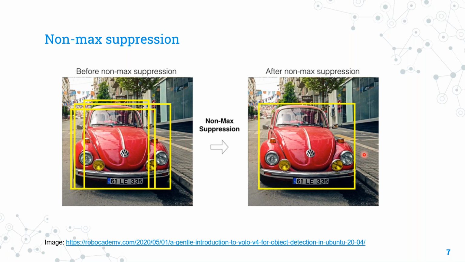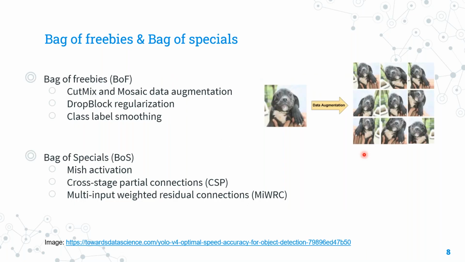YOLO comes with the bag of freebies and bag of special things. So YOLO is a combination of different software modules, and these two modules we are going to discuss in brief. These are the categories of methods that are used to improve the object detector accuracy. They analyze different methods in both categories to achieve a fast operating speed neural network with good accuracy.